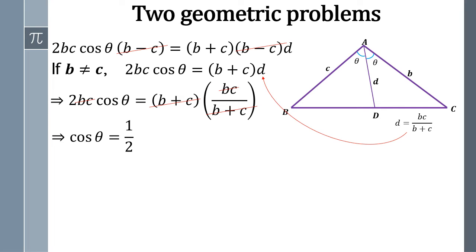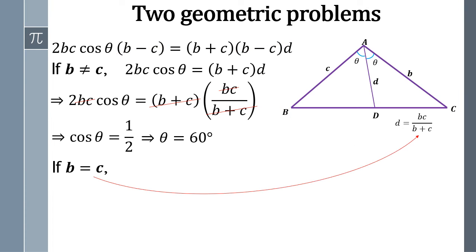Since theta is an acute angle, that means theta equals 60 degrees. This is the first situation. The second situation, b equals c. Then, first of all, I'm going to apply this into the expression of d, which leads to d equals c squared over 2c equals c over 2.